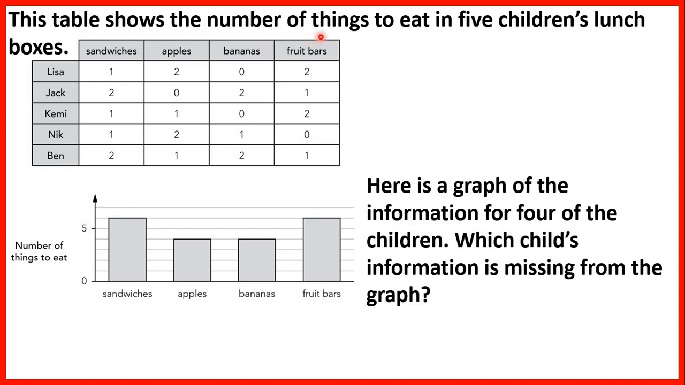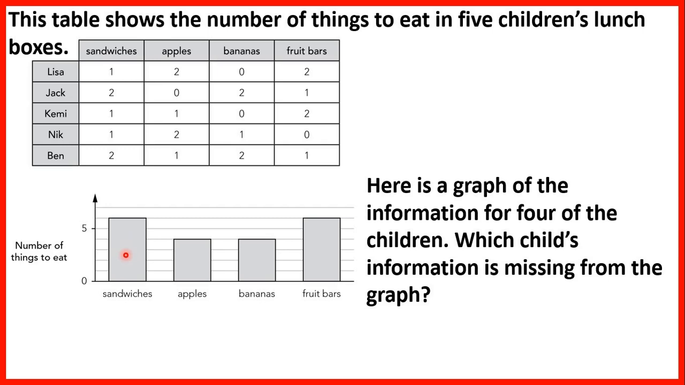This table shows the number of things to eat in 5 children's lunchboxes. Here is a graph of the information for 4 of the children. Which child's information is missing from the graph?